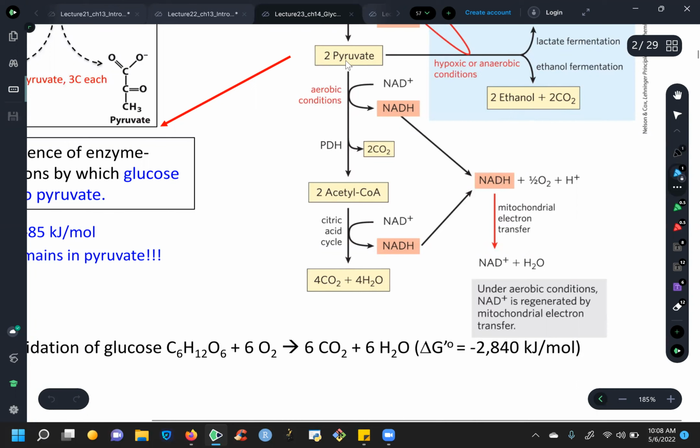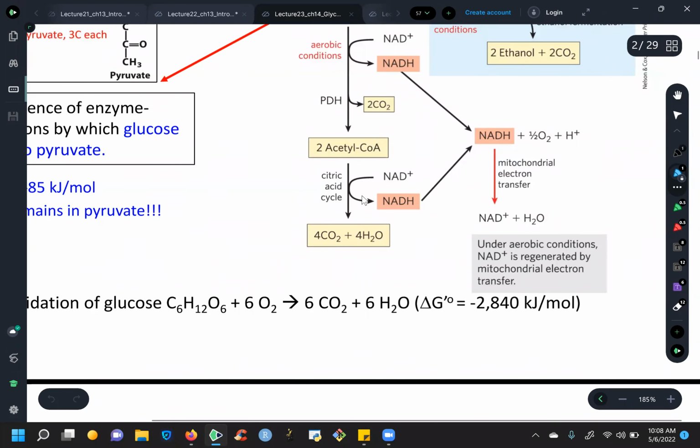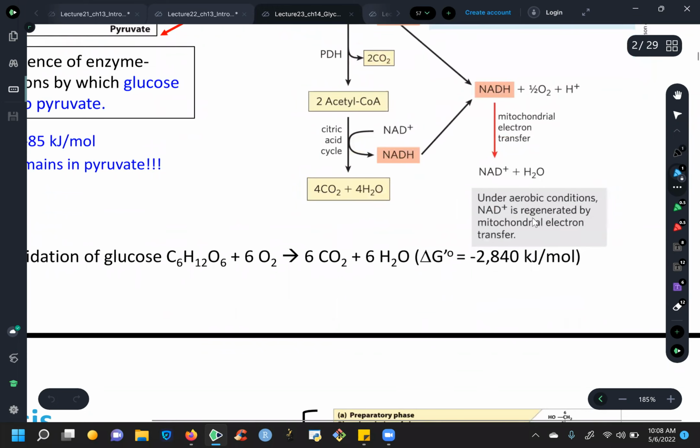Now, from the 2 pyruvates, when we get to the 2 acetyl coenzyme A's, those are ready to enter the citric acid cycle. And here we would be left with 4 CO2s and 4 H2Os, and we would make another NADH so that it can also go to the electron transfer chain. So under aerobic conditions, NAD plus is regenerated by a mitochondrial electron transfer.